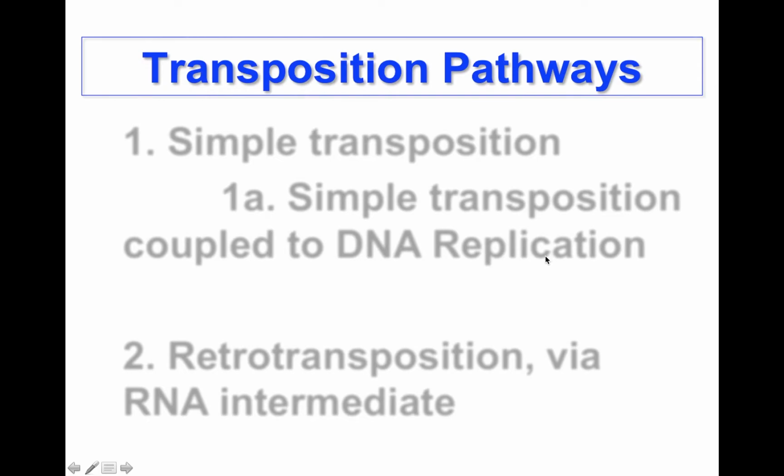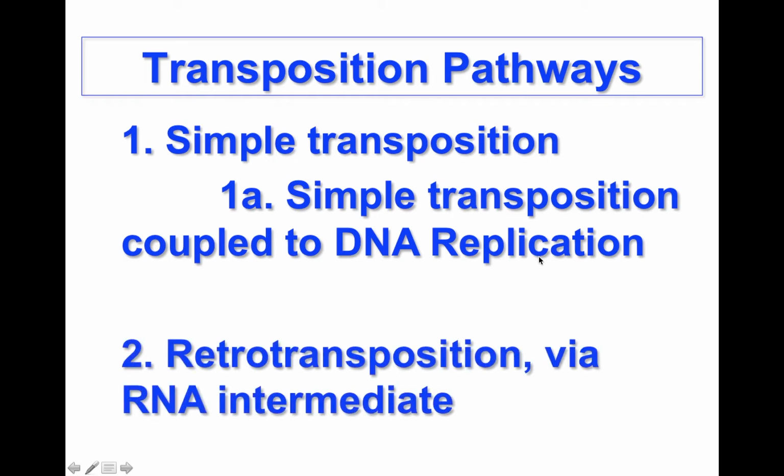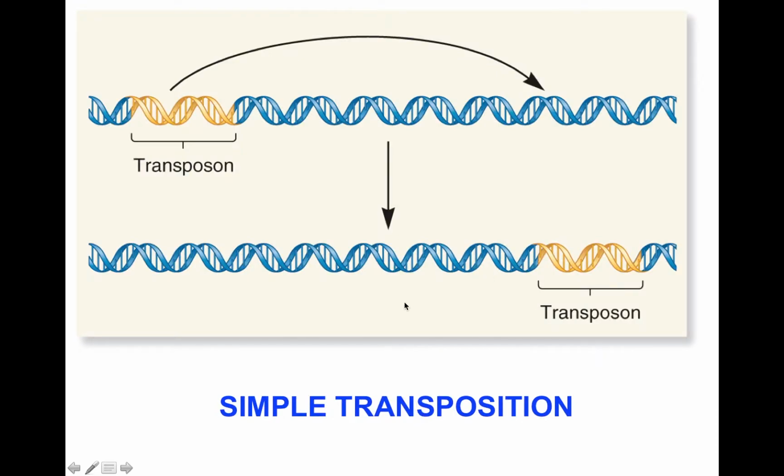There are two different pathways for transposition. That is, the moving of the DNA element from one location to another. First is simple transposition, and a corollary of that, simple transposition coupled to DNA replication. And then there's retrotransposition, which occurs via an RNA intermediate. Simple transposition is just like moving a mobile home. You settle down for a little while, and then you move, you pull up your roots, and you move to a different location within the genome.